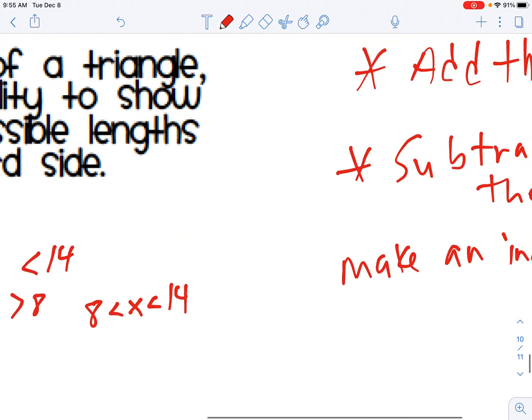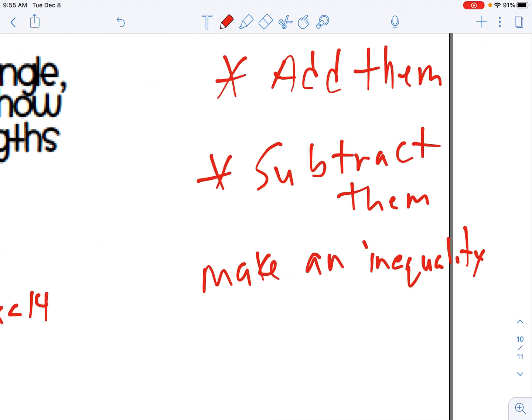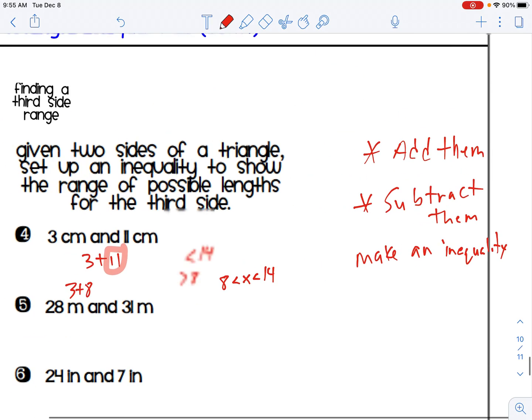Now, what we're doing is we're going to add them, because that's what we did. We're going to subtract the two numbers, because it's essentially what we did. And then we're going to make our inequality. So that's our goal. Add them, subtract them, make our inequality.